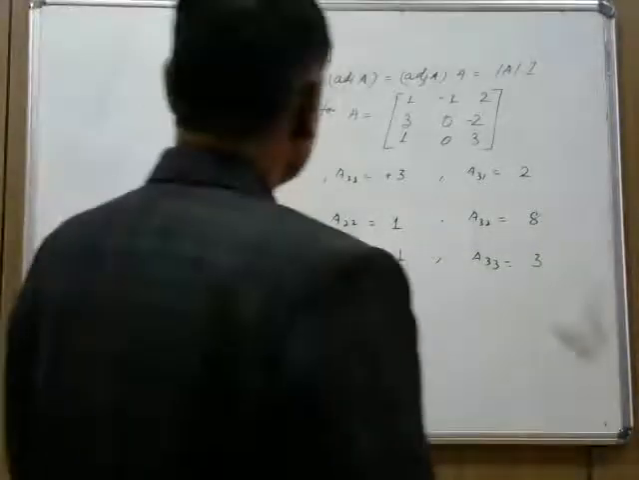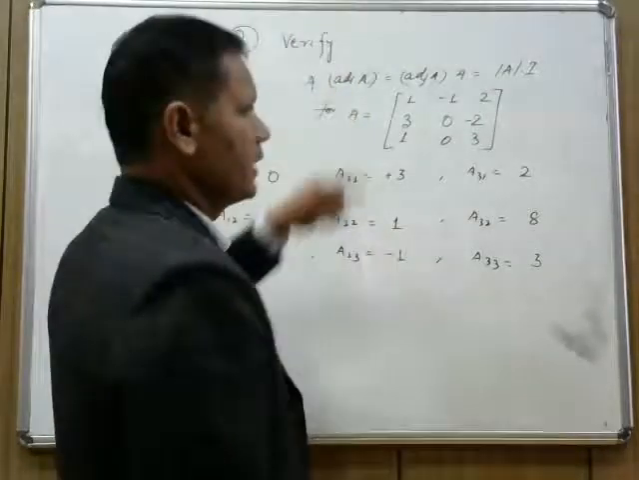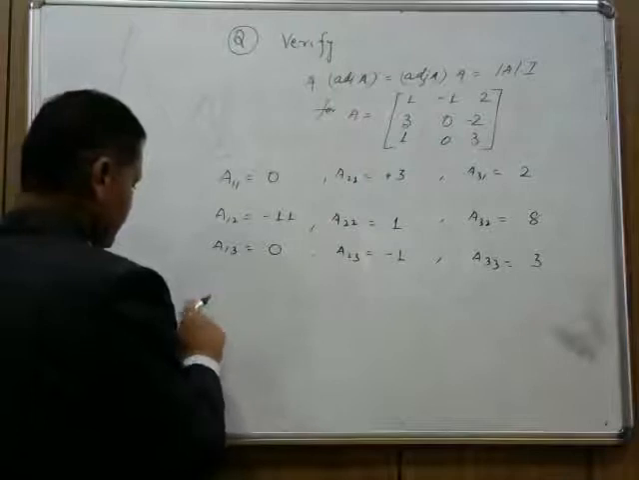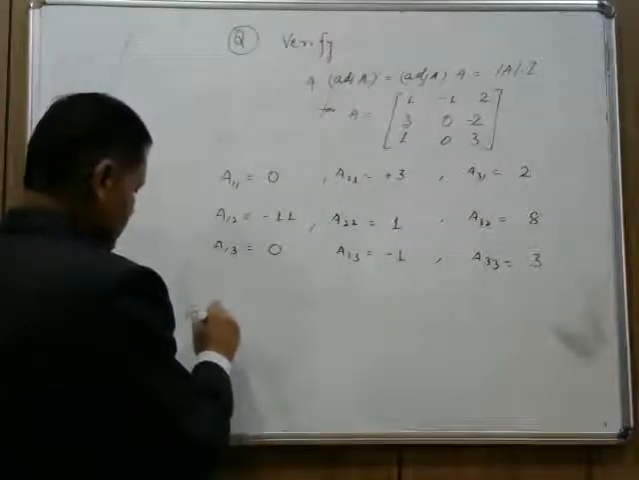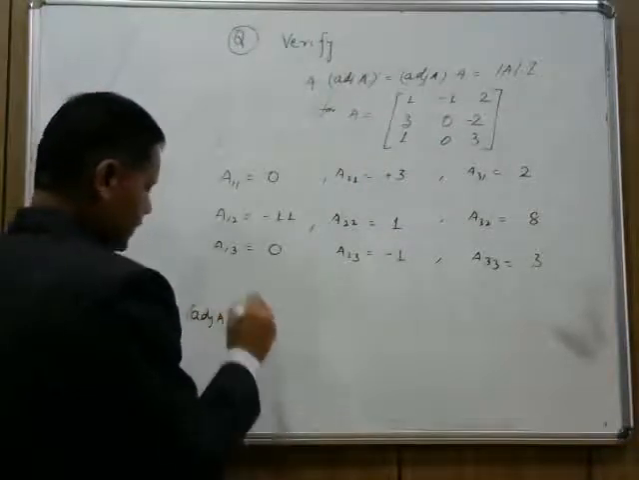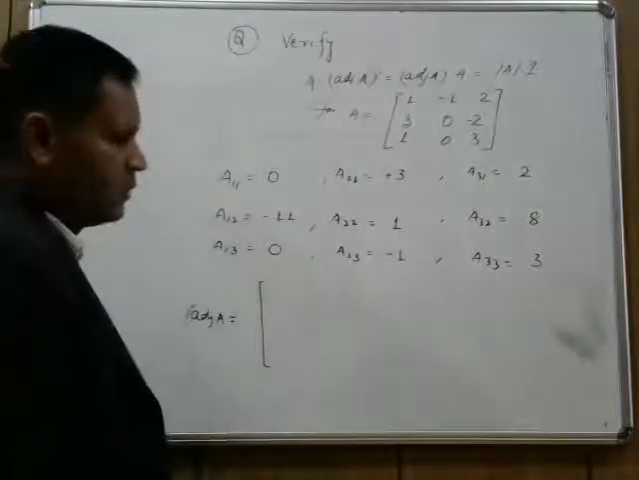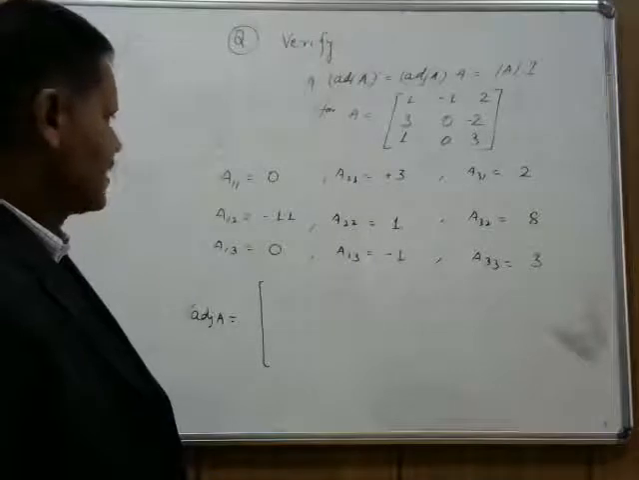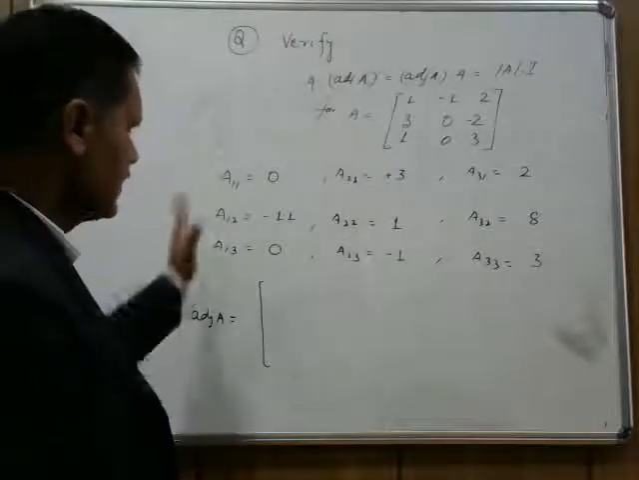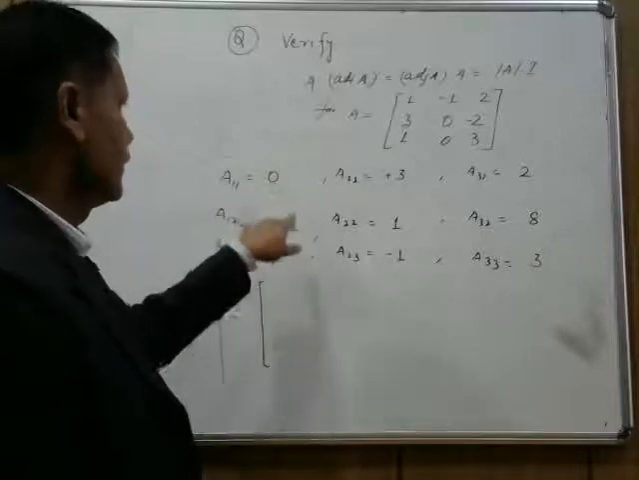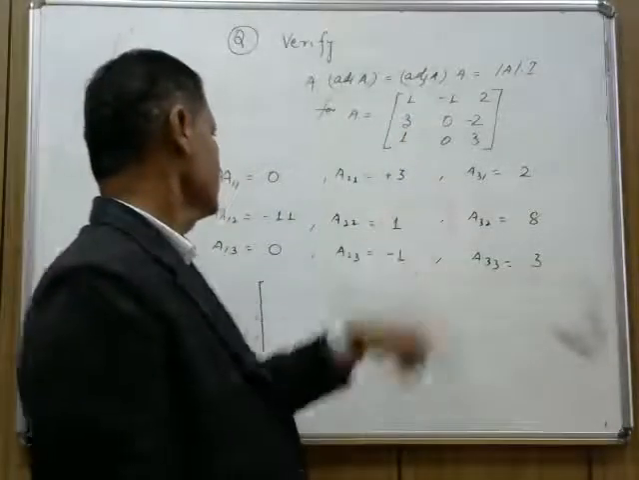And I have to write the adjoint of A. Adjoint of A is what? Adjoint of A is equal to the transpose of the cofactors. Here I have written the cofactors. Here A11 is 0, A12 is minus 11 and 0.